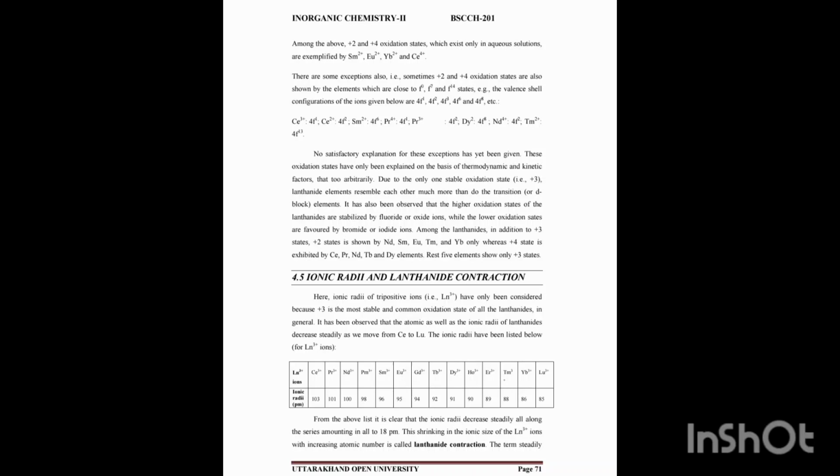Sometimes +2 and +4 oxidation states are also shown by the elements which are close to f0, f7 or f14 states. For example, the valence shell configurations of the ions given below are 4f1, 4f2, 4f3, 4f6 and 4f8.